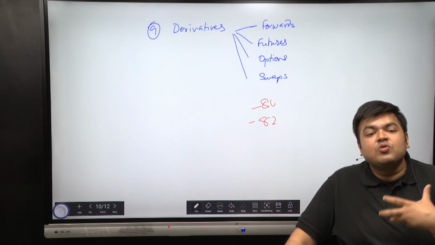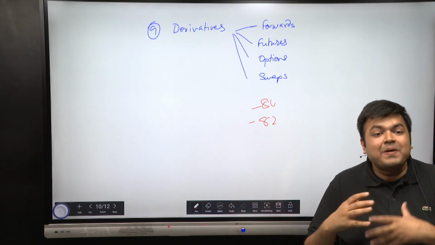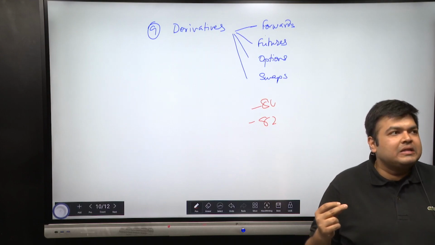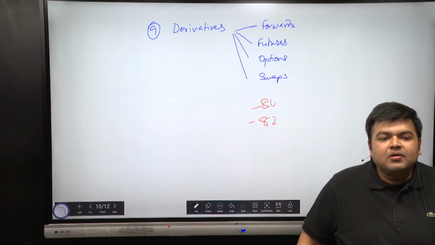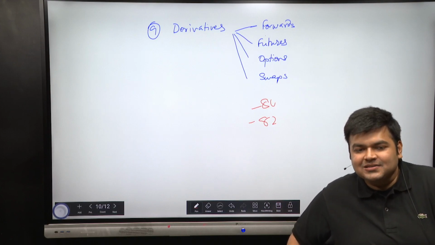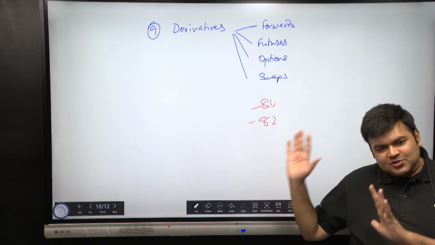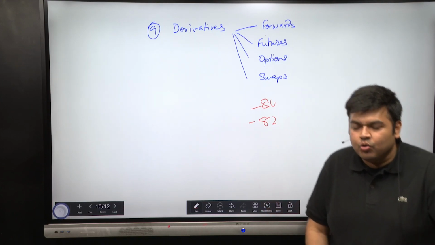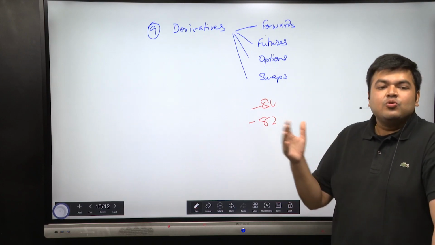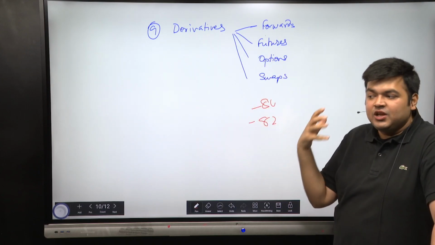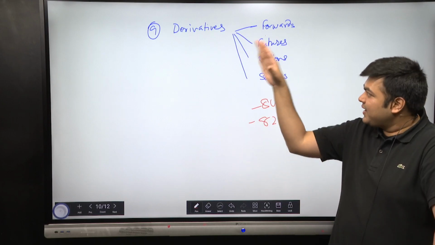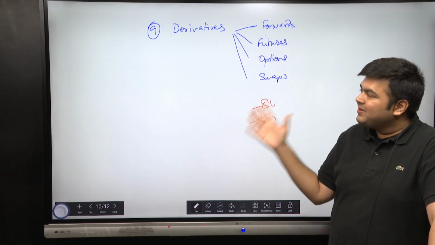Even if somebody wants to take a bet, speculate. Suppose I'm expecting that Nestle's share price is going to go up. How do I, without buying Nestle, take a bet on that? So all those things you'll be able to do with derivatives. It's a very good subject, but it takes time, you have to understand the terms. So it's very new, basically. That's why I cannot get into more details about it, but that is derivatives.